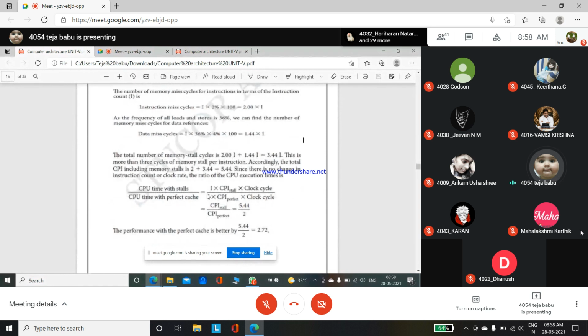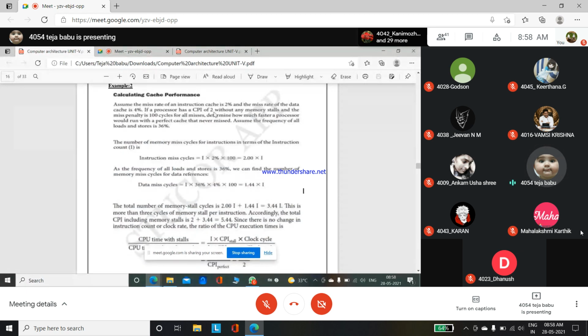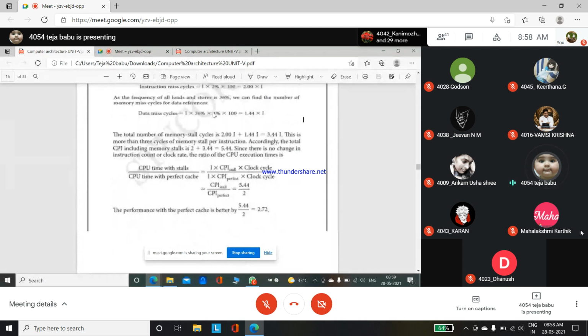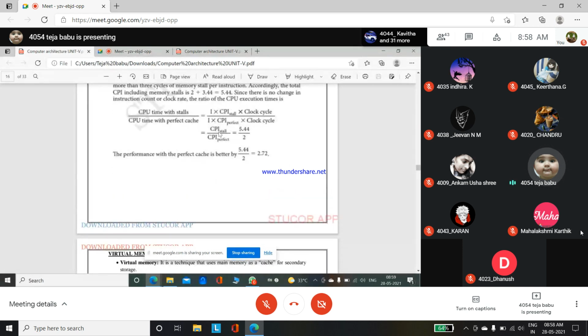Let's check the answer. It is instruction count times CPI stall times clock cycle, divided by instruction count times CPI perfect times clock cycle. We have to remember the formulas here. The instruction count and clock cycle cancel, and the remaining is CPI stall divided by CPI perfect. CPI stall we got 5.44, and CPI perfect, as given in the problem, is 2 without any memory stall. So 5.44 divided by 2 is 2.72. So the performance with the perfect cache is 2.72 times better.